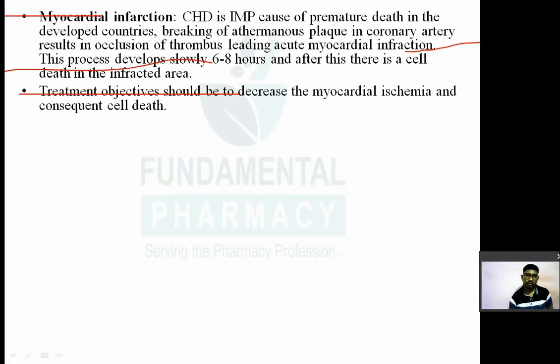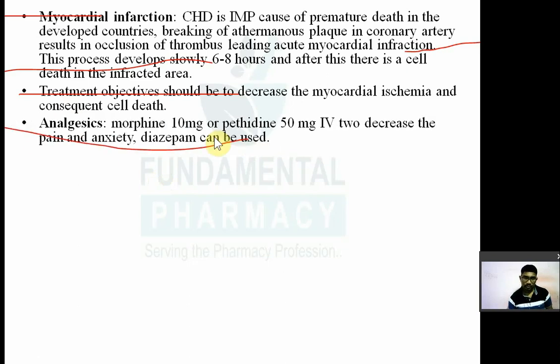You have to decrease the myocardial ischemia and prevent the cell death by any condition. So there are different drugs used in myocardial infarction. First one is an analgesic, because there is a lot of pain, heart pain. So morphine 10 milligram or pethidine 50 milligram intravenously can decrease the pain. But pethidine is no more used. We will not use pethidine because pethidine is a respiratory depressant. They decrease the pain and anxiety. Diazepam also can be used.